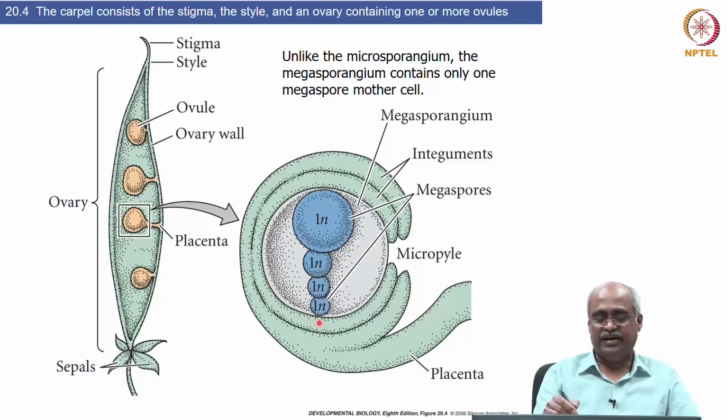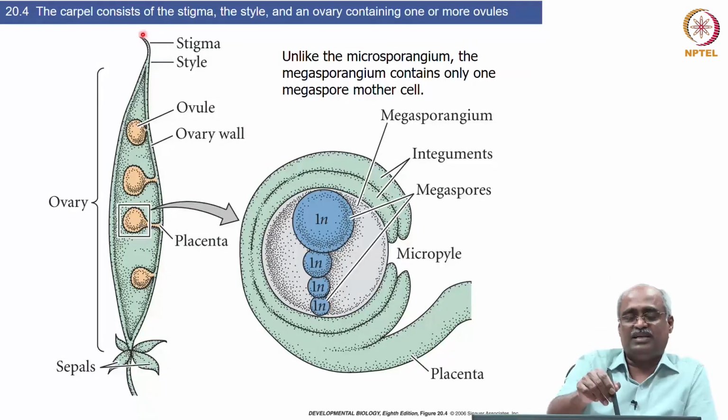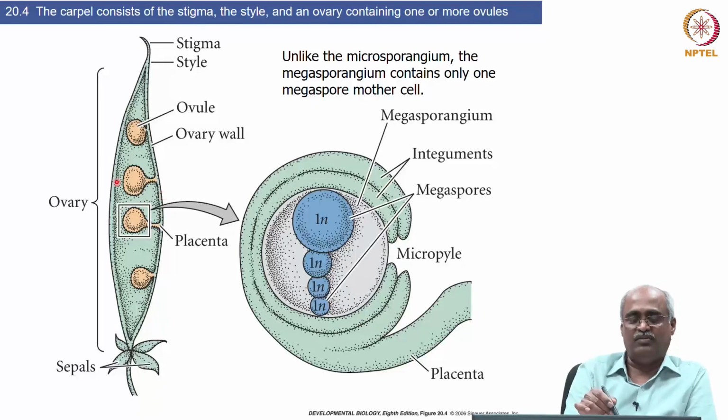Now let us look at how the female gametophyte forms. The top is the stigma, and in this particular cartoon the style is shorter, but in some organisms the style is a long filament-like structure. Inside the petals you will find the structure called the ovary, and inside the ovary you have these ovules. These are the ones that are going to make the female gamete, and they are attached to this sporophyte wall via structures called the placenta, okay.